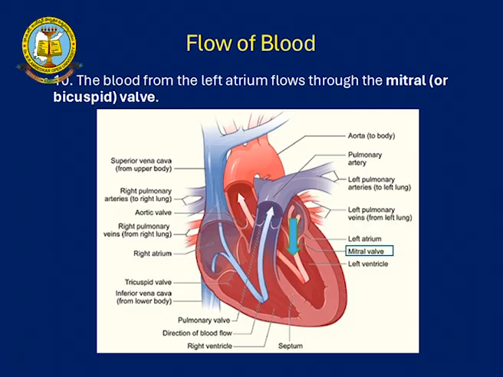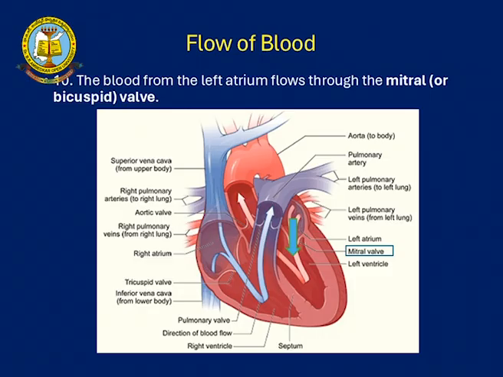Why is it called bicuspid? Because it consists of two cusps. Two cusps means lid-like structures which protect the valve from the backflow. The backside flow is prevented by these valves, and these two cusps together form a lid-like structure, so that the blood cannot move upward or backward.